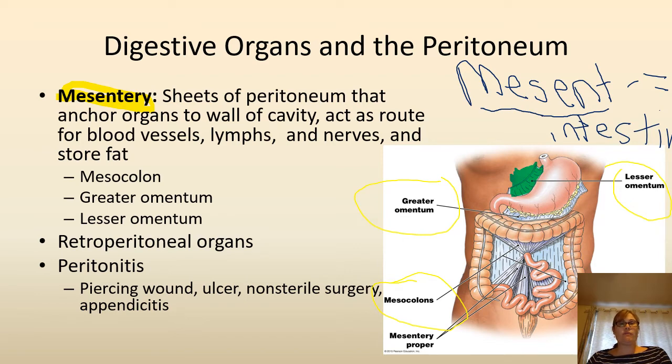And then there were, of course, the retroperitoneal organs, which I mentioned. They're kind of behind all of this stuff. So part of the rectum and the pancreas are retroperitoneal, and we'll get to that in a minute. And then there is a disorder that I wanted to mention to you, which is known as peritonitis. If someone gets an infection in the peritoneal cavity, we would call it peritonitis.